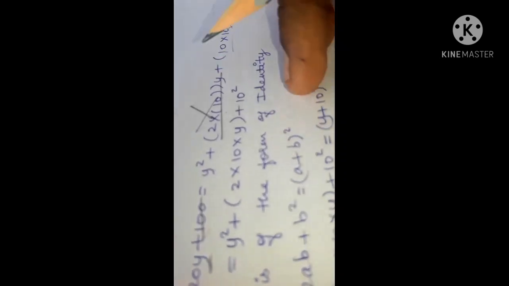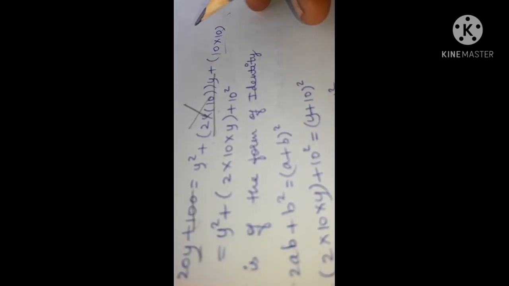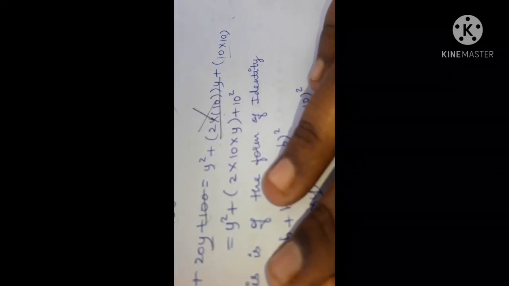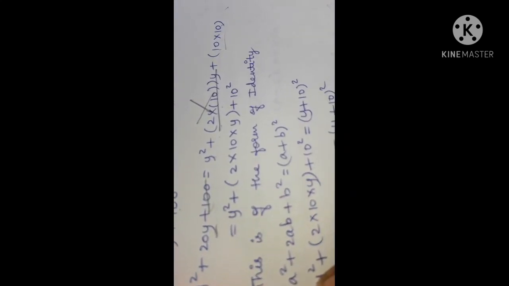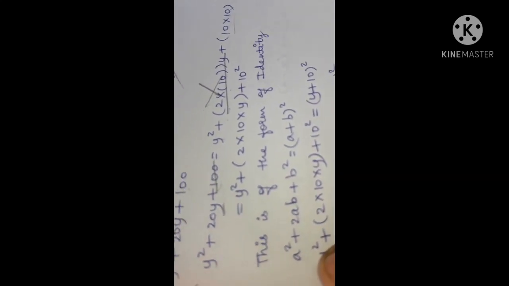First write it there. And next, you should write the middle term in the combination of 2, the first term and the last term, right? The first term is y and the last term is 10, right? So it is 2 into 10 into y. So y square plus 2 into 10 into y plus 10 square.